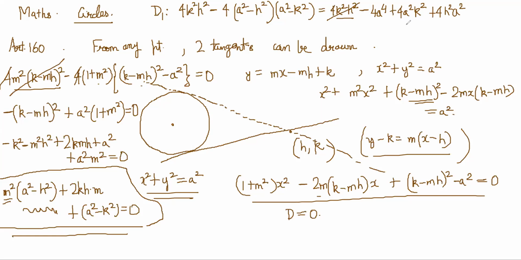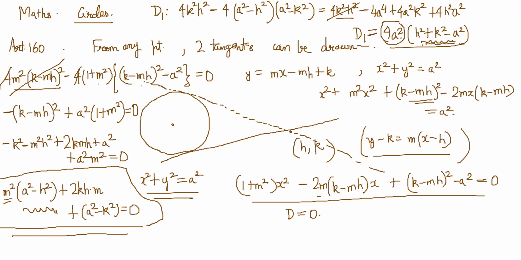So right now you have 4 times a square common, and you have h square plus k square minus a square. This is the value of D1, the discriminant. So now we can easily see that this part is always positive. So the sign of D1 will be determined by this value.